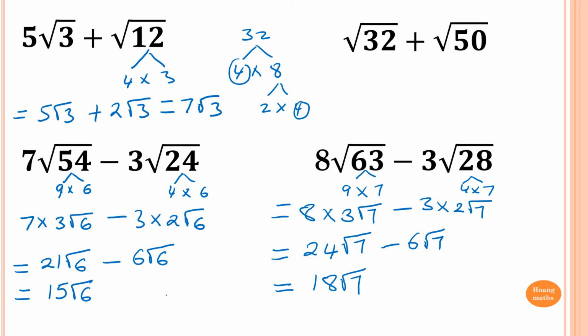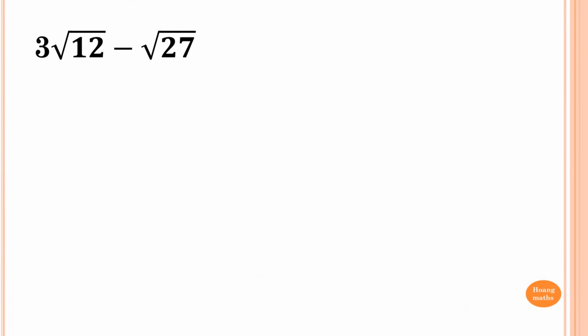Let's move on to the next one. Okay, this one here, same thing. Simplify the surd first. Now 12 is 4 times 3. So that means the answer is 3 times 2 root 3. Square root 4 is 2, so 2 root 3. 27 is 9 times 3, so minus square root 9 is 3, 3 root 3.